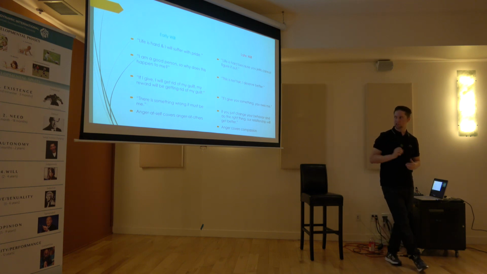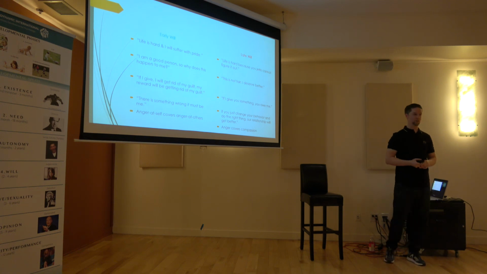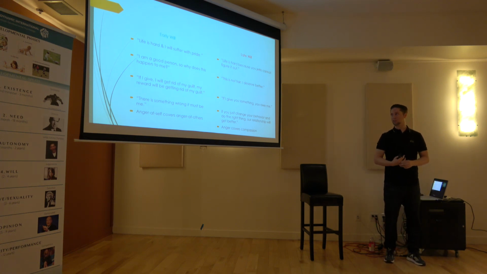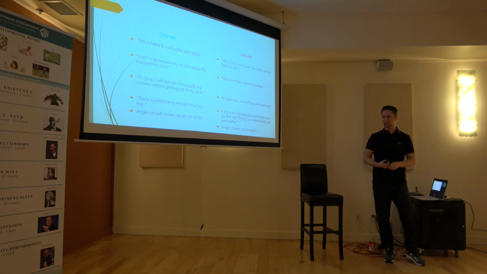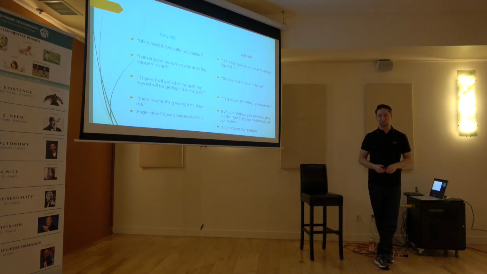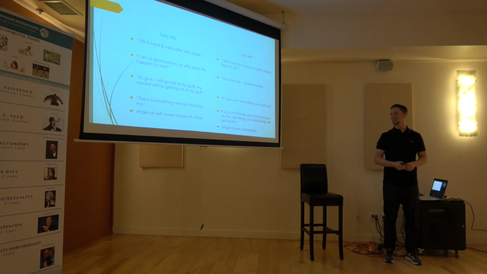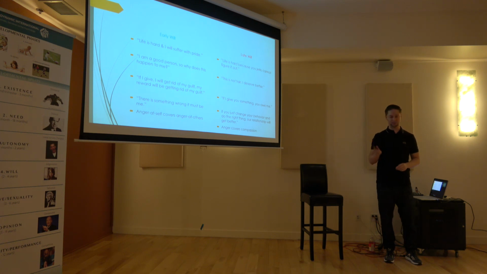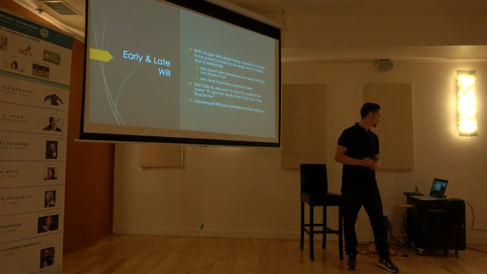In the late will position, life is hard because you jerks cannot figure it out. This is not fair, I deserve better. If I give you something, you owe me. So this position is called judgmental for a reason. If you just change your behavior and do the right thing, our relationship will get better. And here, the anger fundamentally covers compassion. And I'll explain that in the next couple slides here.